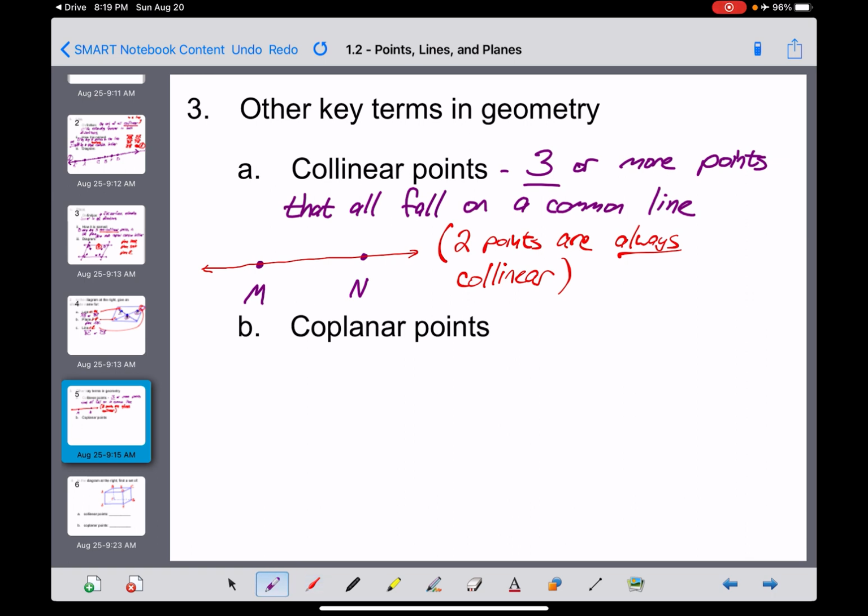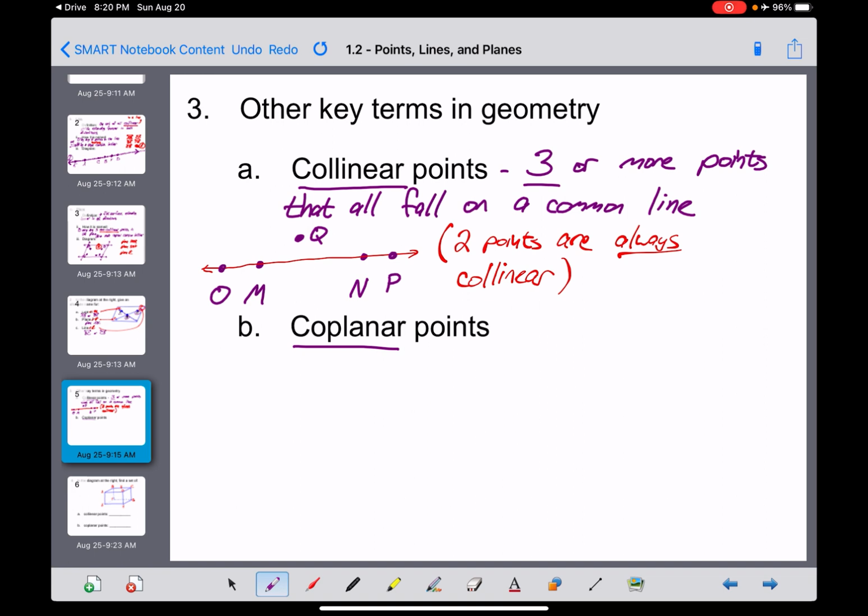So in order for them to be collinear, we'd want to add a third point right here. So how about M, N, P, and maybe a fourth point right here, and I'll call that O. And now we could say that these 4 points, O, M, N, and P, are collinear. However, if I were to draw a fifth point here off the line, how about Q, Q is not collinear with the other 4 points because there isn't one line that connects Q with the other 4. So that's an example of what 4 collinear points would look like and 1 non-collinear would look like. Now, if you understand that concept of collinear points, hopefully this one makes sense as well.